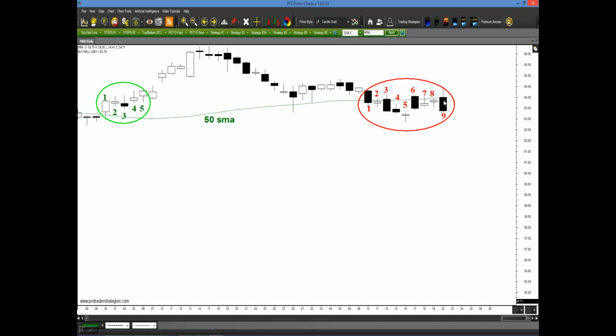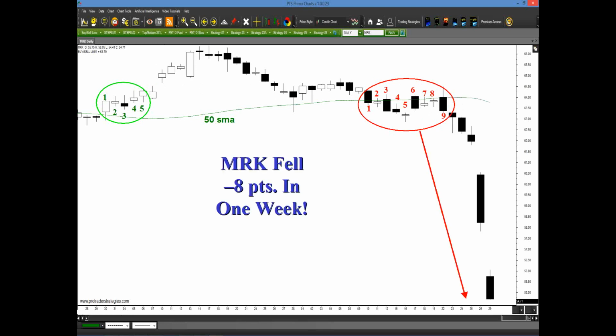Why? Because the market is not just warning you, it's screaming that it wants to go lower. 9 closes below the buy-sell line. As you can see, Merck fell 8 points within the next week. Once again, this is how traders lose money, because they say to themselves, well, gosh, how do I know this is going to go down? We don't know how low something will go down, but we do know what the market is trying to tell us. So you can either jump on board or get out of the way.